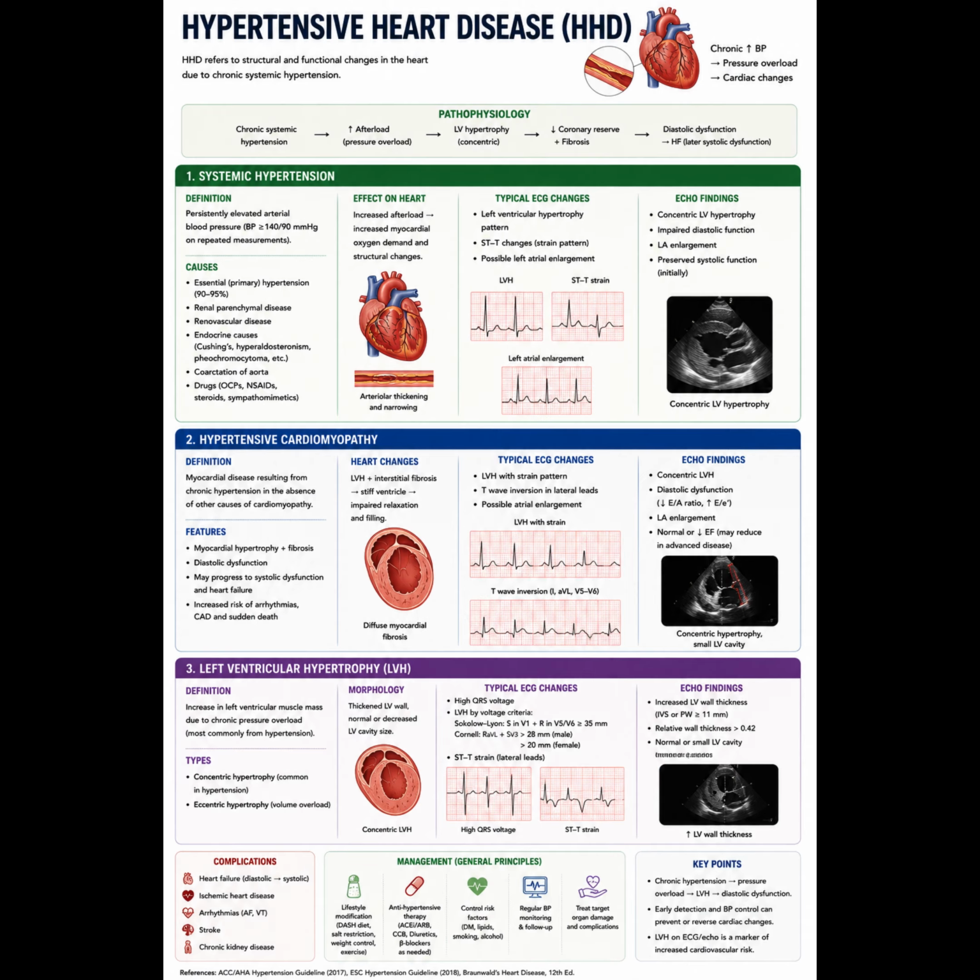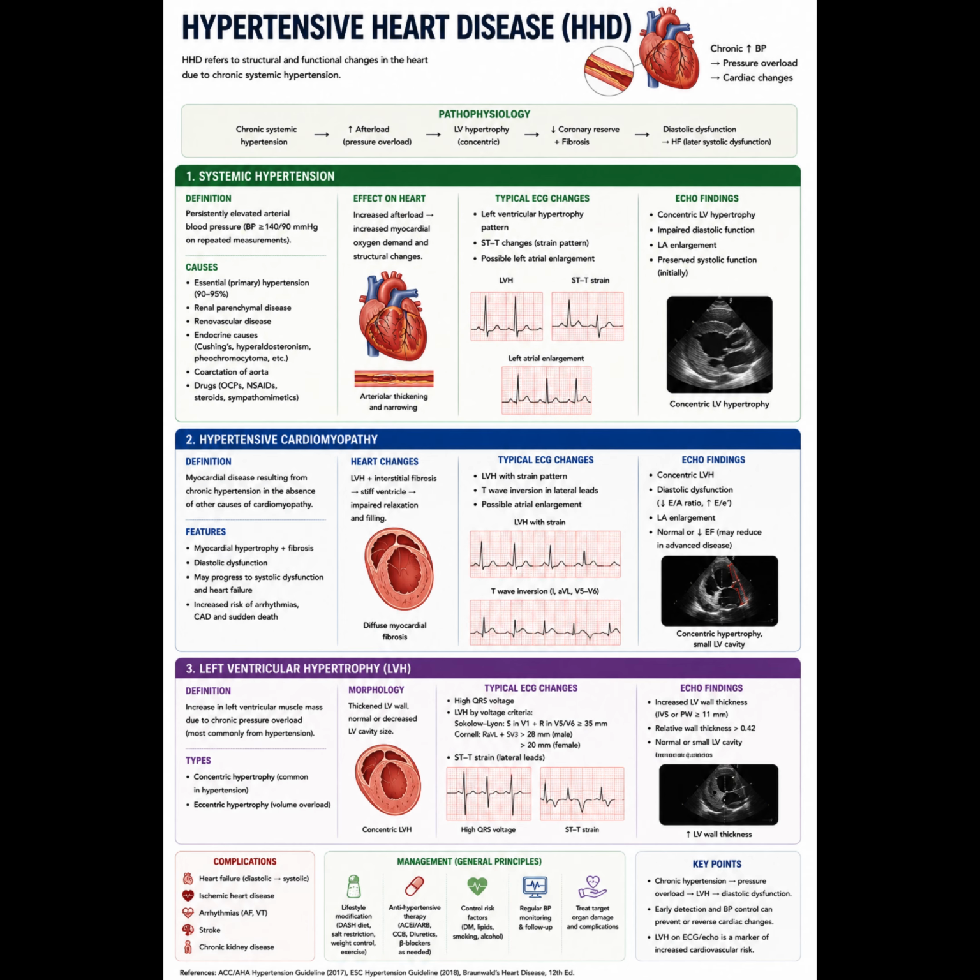Next disease is hypertensive heart disease, in that there is systemic hypertension, in that BP more than 140/90. Myocardial oxygen demand is increased, structural changes are there. ECG shows left ventricular hypertrophy, ST or T changes. Echo will show ventricular hypertrophy along with left atrial enlargement.